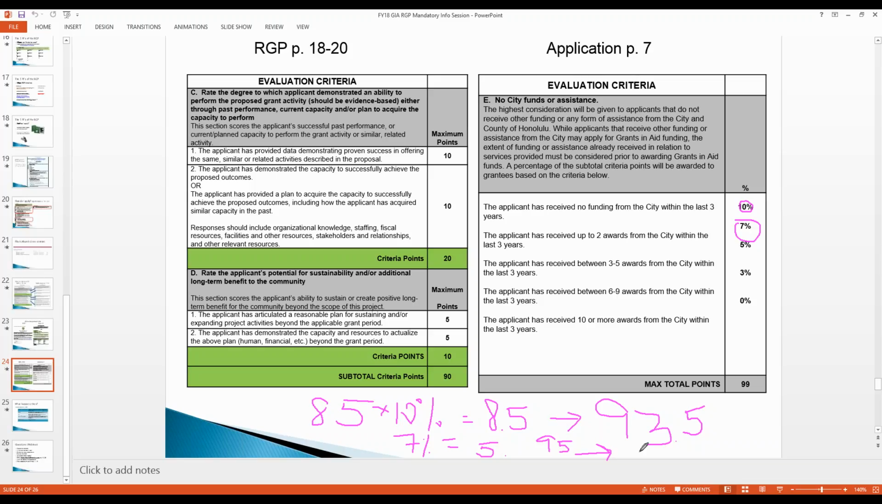And that will bring your total application score to 90.95, and so on. If you got 10 or more awards from the city within the last 3 years, you will not get any points, and 85 will be your final application score. So that's how it all works together. Just for you to understand, let me quickly erase everything here.